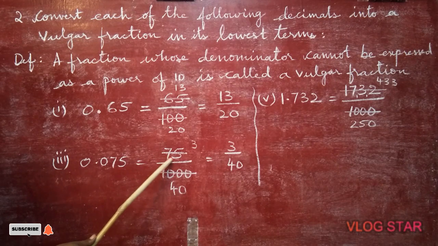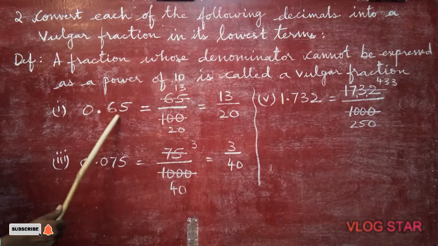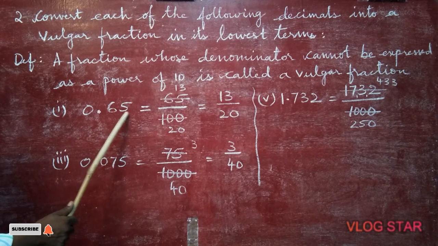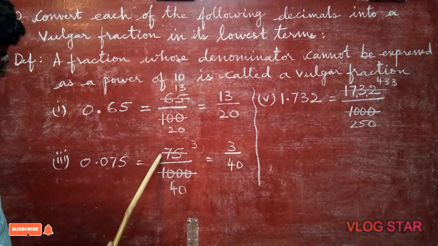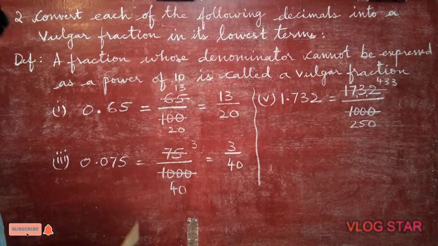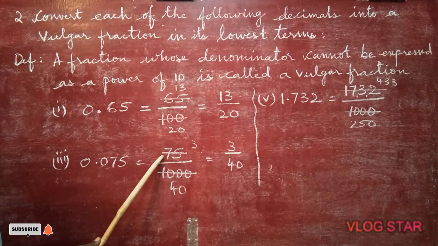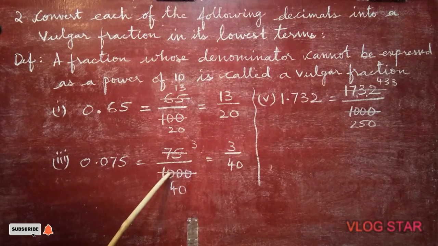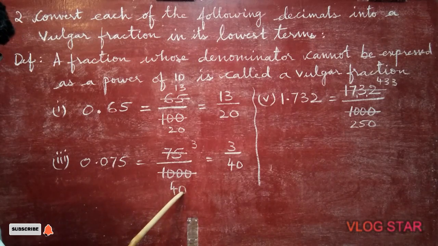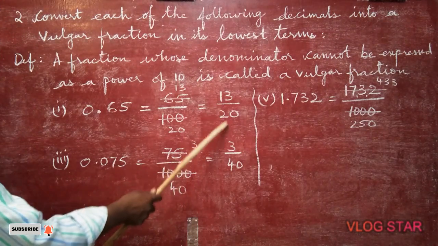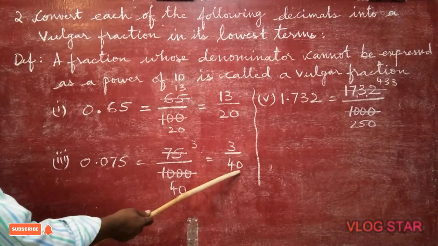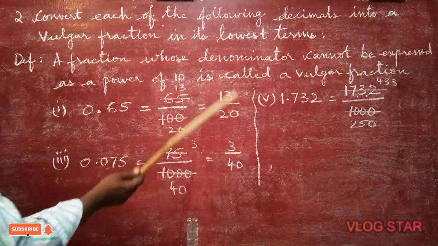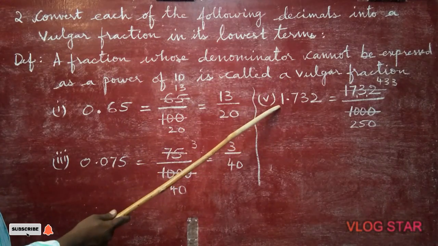0.075. We will write as 75 by 1000. Here after the decimal there are 3 digits, so 3 zeros, 1000. But writing here 75, if you write 0 or not writing 0 also no problem. That is 75 over 1000. Now 25 table goes. 25 goes 3 times. 25 fours are 100 and 1 more 0, 40. And there is no more table. Common table is not there. So 3 by 40 only. Here the denominator is not 10, so this is a vulgar fraction. Coming to the next problem.